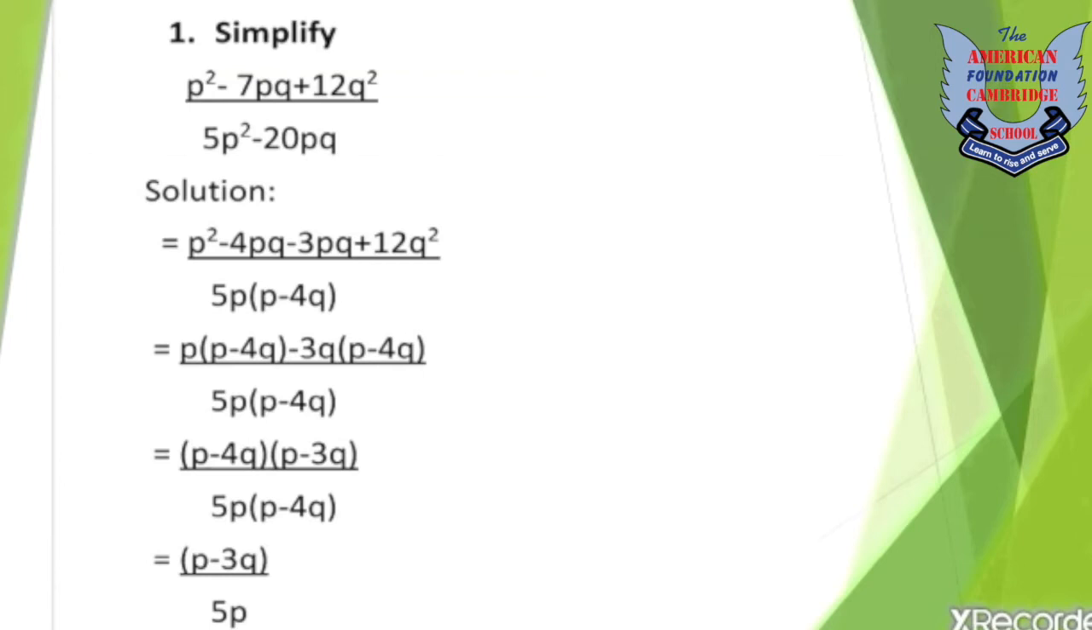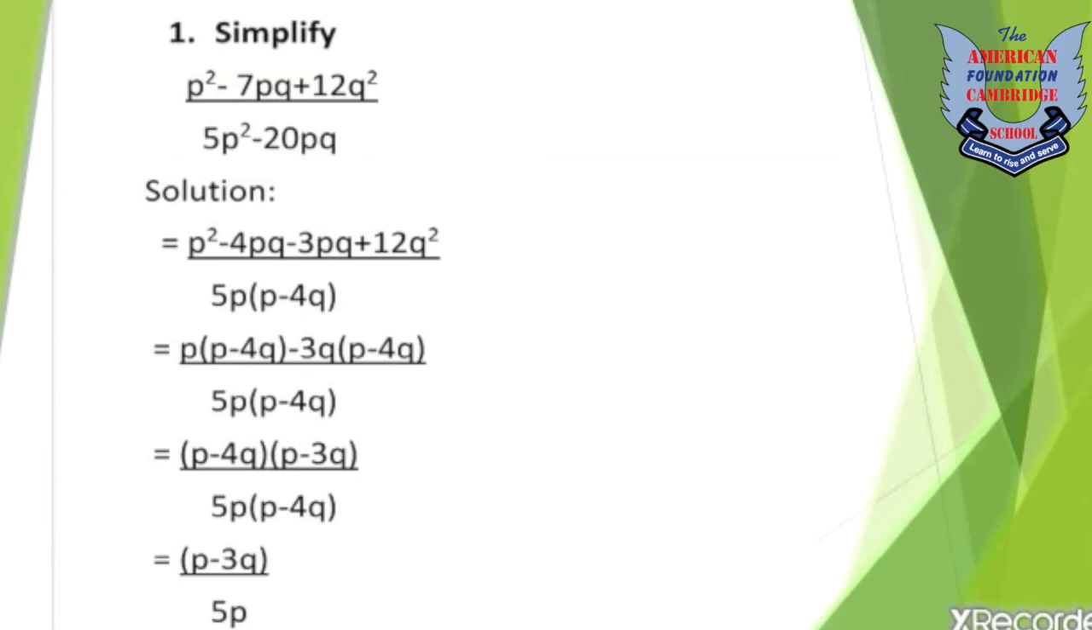Consider the first example. Simplify p square minus 7pq plus 12q square upon 5p square minus 20pq. The numerator of this fraction can be factorized by breaking its middle term minus 7pq into two terms, minus 4pq and minus 3pq. From the denominator, extract the common factor 5p and you will have p minus 4q inside the bracket.